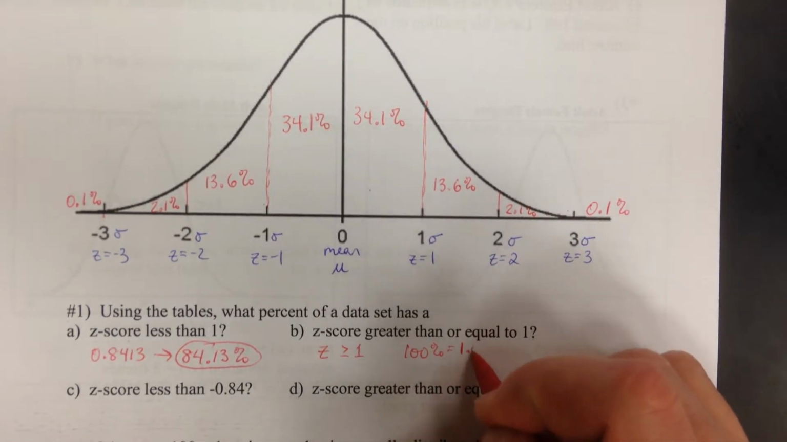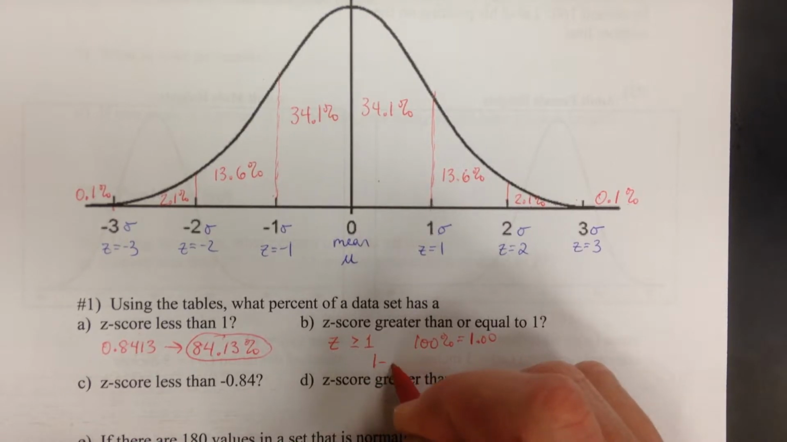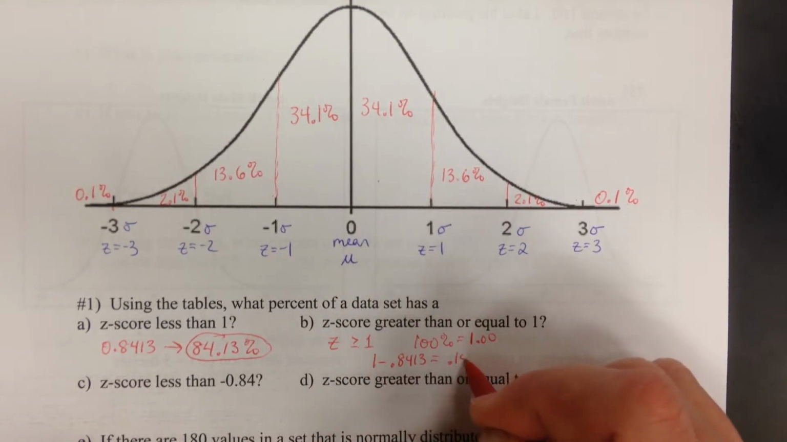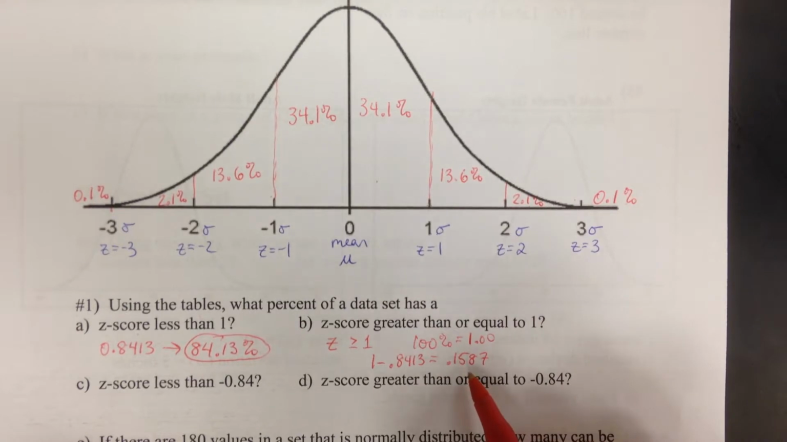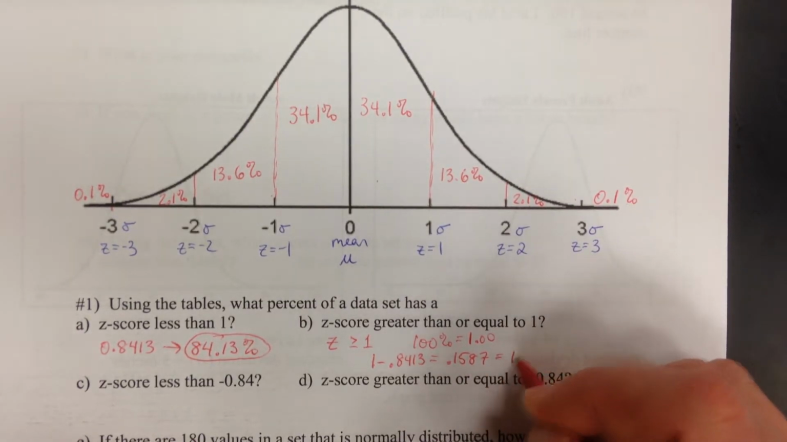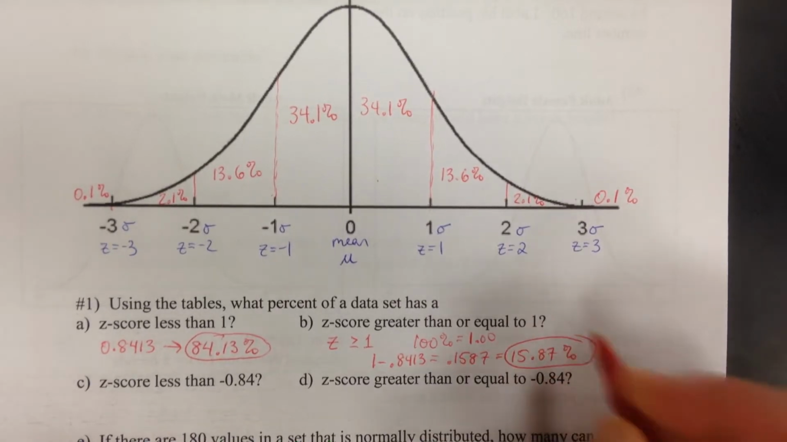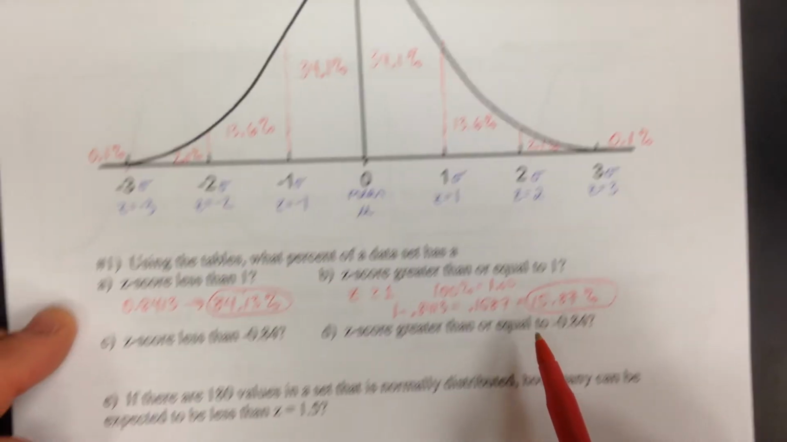It's 1.00. So if 0.8413 is less than that z-score, if I subtract that, then I get the probability that a value is greater than or equal to that z-score. So that would be 0.1587, which is 15.87%. And if you add these up, they add up to 100%. Okay, so that would be everybody.